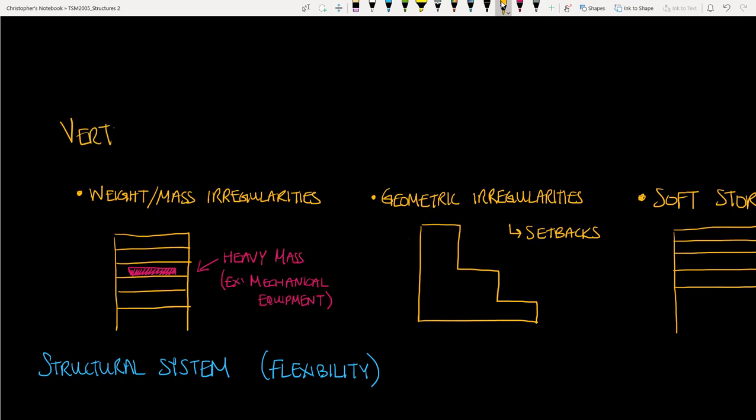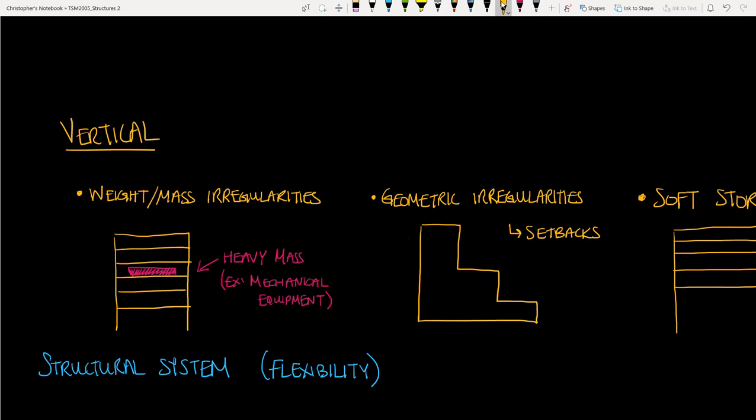Okay, let's wrap up our discussion on seismic loads. Earlier I mentioned how the location of weight in a building is important when designing for seismic loads. If you can imagine a tall building like this, if we place a large mass somewhere in the middle of this building, that mass will cause that floor to have a different response to the ground motion than the other floors. And that will cause additional stresses in the building.